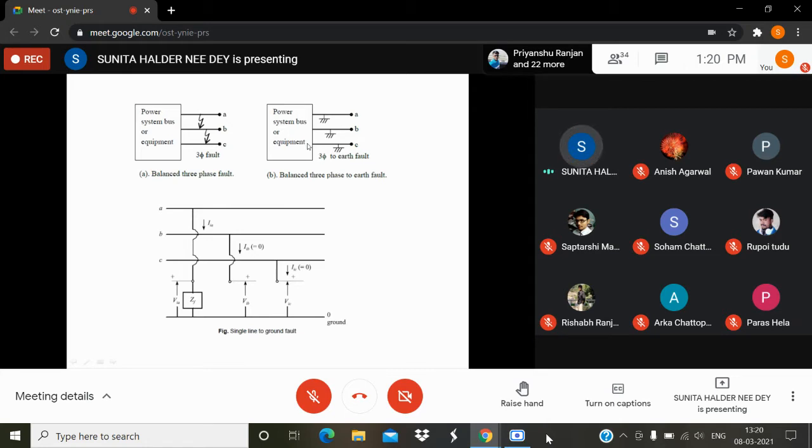Now next is that there may be single line to ground also. That is one line here I have shown for A phase. You can see this black color if you can follow the mouse. Then through this, only this A phase has been connected to ground, but it is not directly shorted to ground. There is an impedance ZF. I have shown by a square.